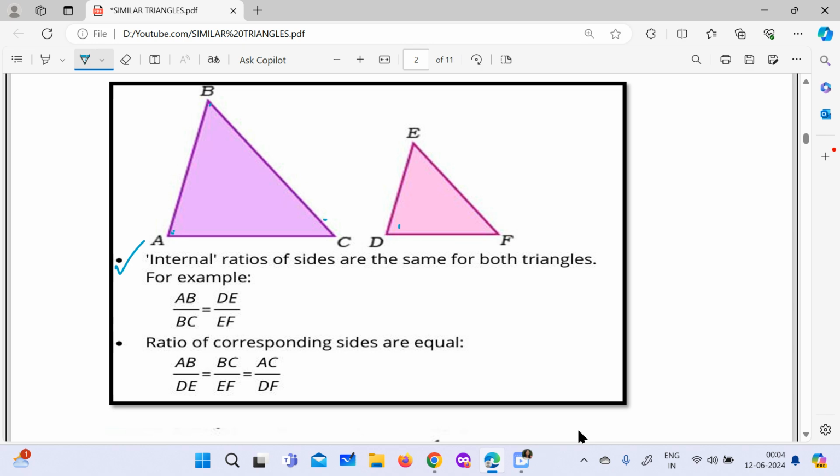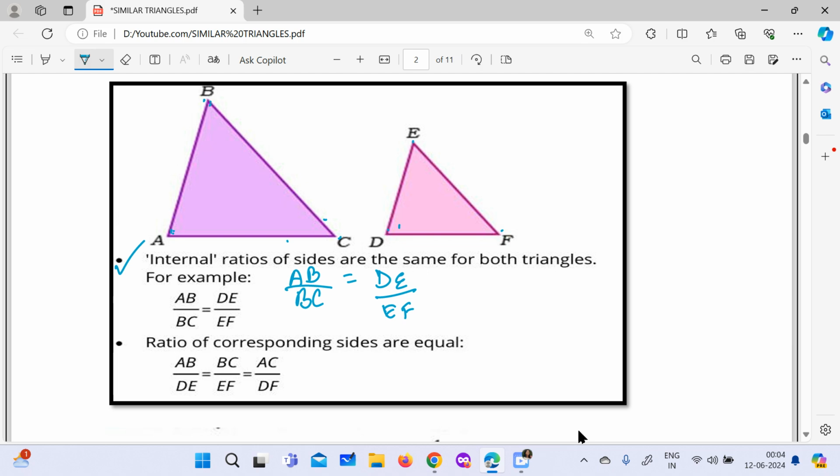So here I am comparing the ratio of two sides of the same triangle with the ratio of two sides of another triangle. When I am talking about internal ratio, I will take this side AB over BC of the same triangle. It should be equal to DE over EF. If we get the ratio the same, then we can say that our two triangles are similar.